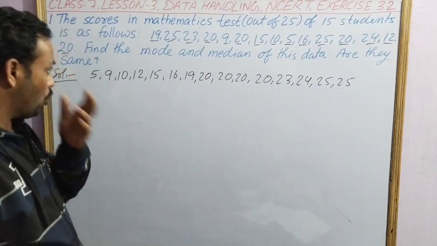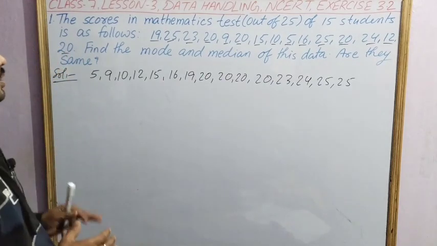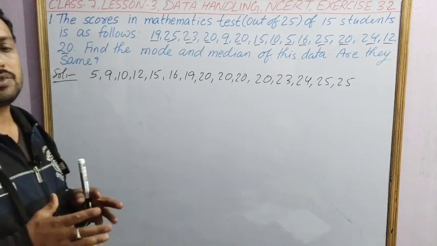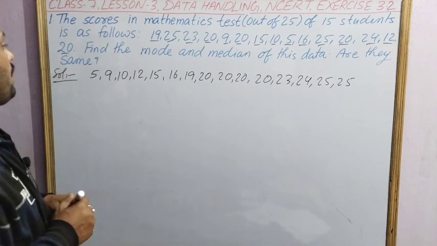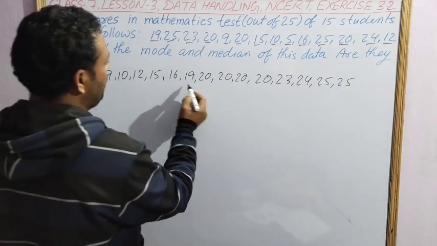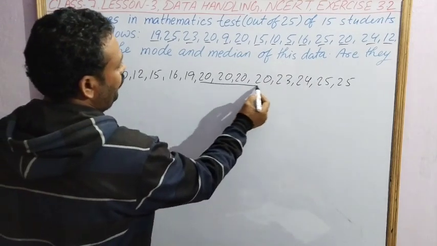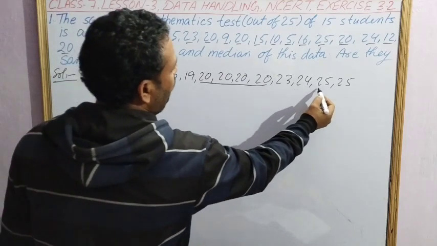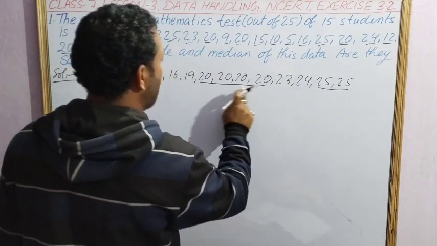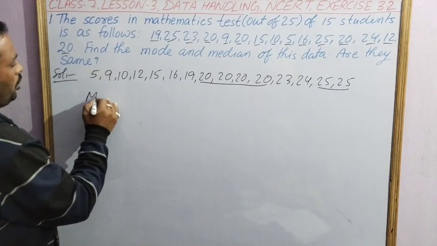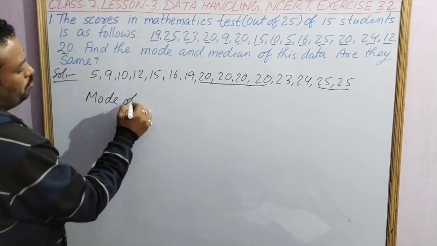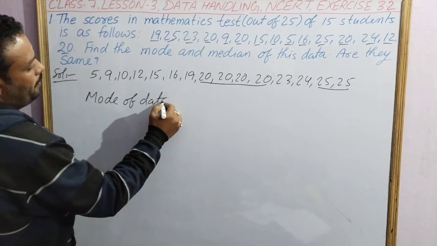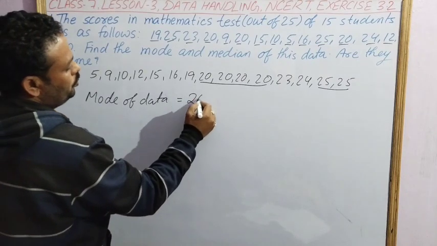Now we have to find the mode. Mode means the data which comes the most number of times. So here we see, 20 comes 4 times and 25 comes 2 times. So the maximum is 20. So the mode of the data is equal to 20.